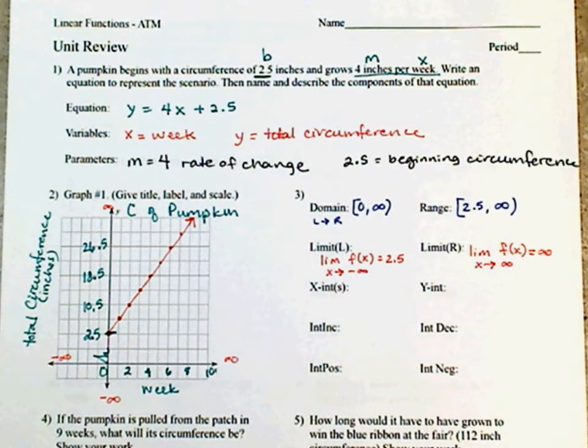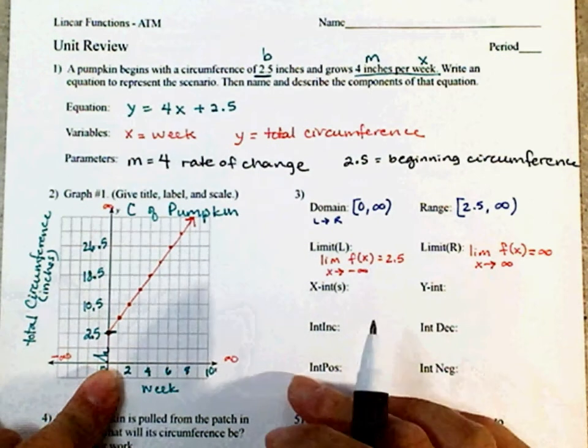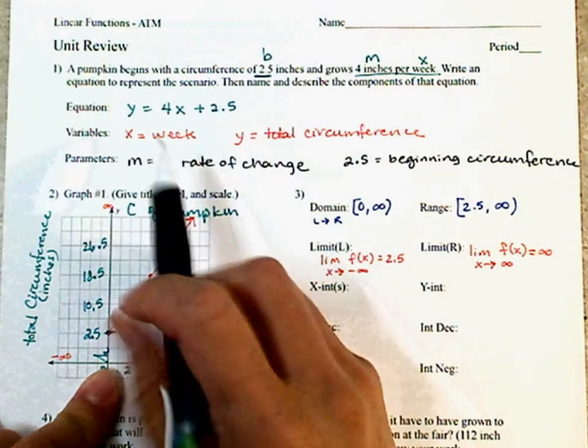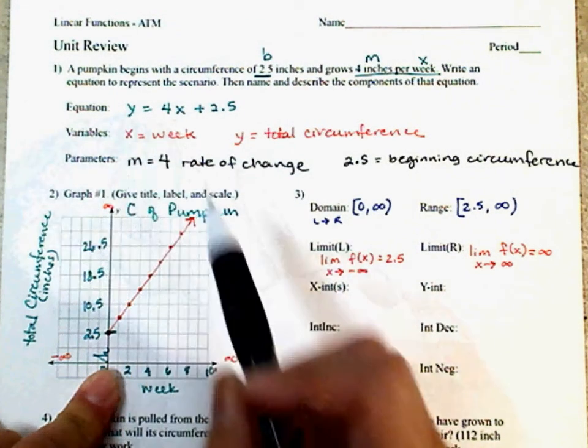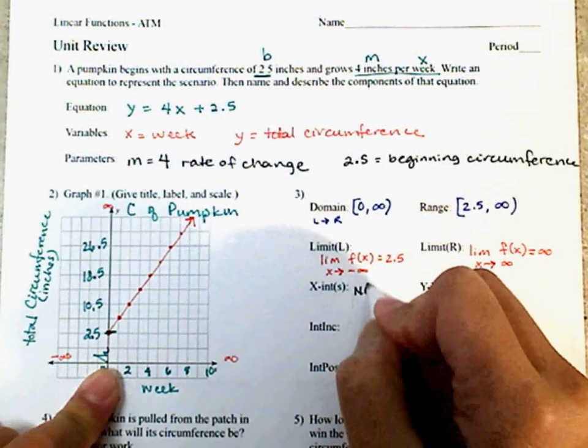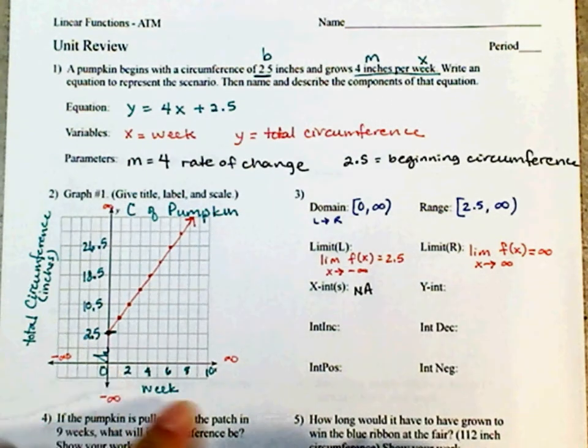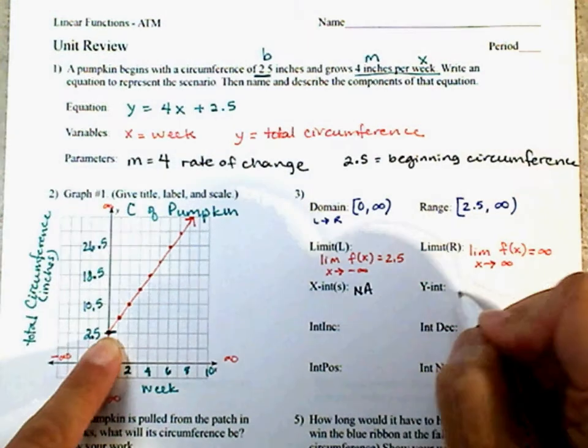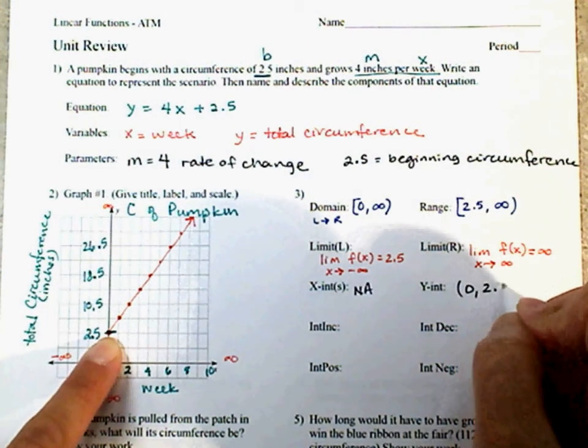Your x-intercept, well, in this case, if we really wanted to find our x-intercept, we would plug in 0 and solve for it. But since we are doing application, this one does not have an x-intercept. Your y-intercept is crossing the y-axis at (0, 2.5).